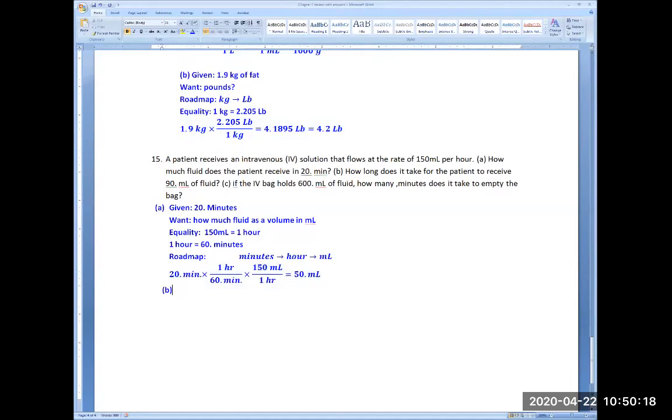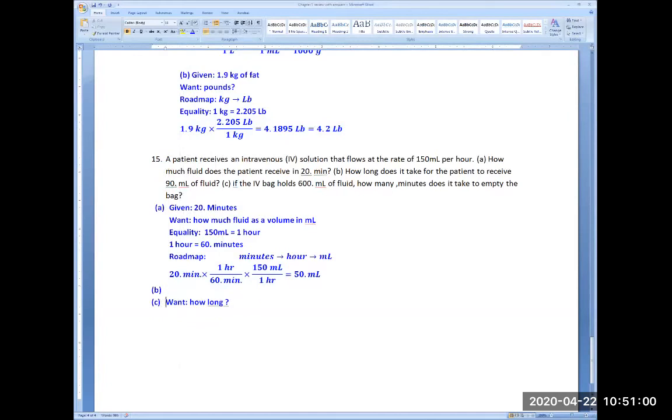So what is the question? How long does it take for the patient to receive 90 milliliters of fluid? So here, sorry, it's easier for me to start with what we want, than the given here. What we want is how long does it take? So how long? So it's, you know, how much time, right? So we'll see what is the unit of that.